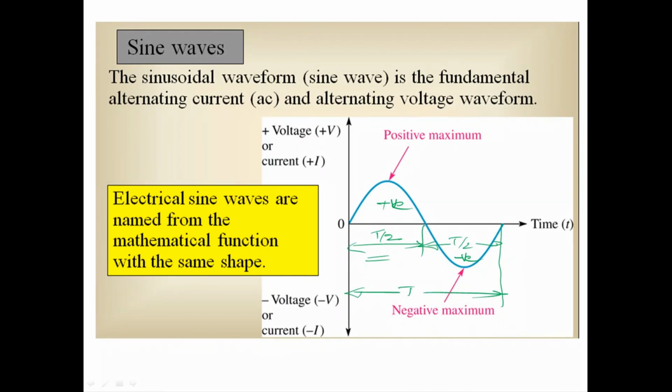Electrical sine waves are named from the mathematical function with the same shape. This wave is representing a sinusoidal function. That is why the name sinusoidal waveform has been given for this one.